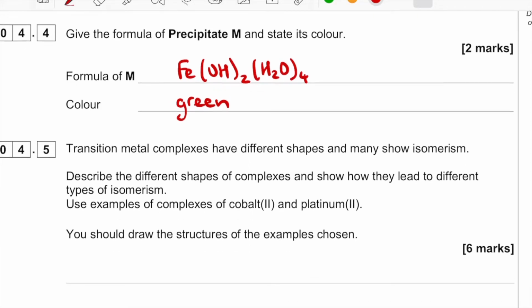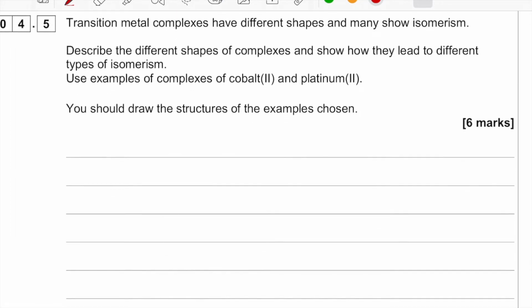So now we move to a 6-mark question. So this is very clearly now about transition metals. It says transition metal complexes have different shapes and many show isomerism. Describe the different shapes of complexes and show how they lead to different types of isomerism. Use examples of complexes of cobalt-2 and platinum-2. You should draw the structures of the examples chosen. So let's think about this.